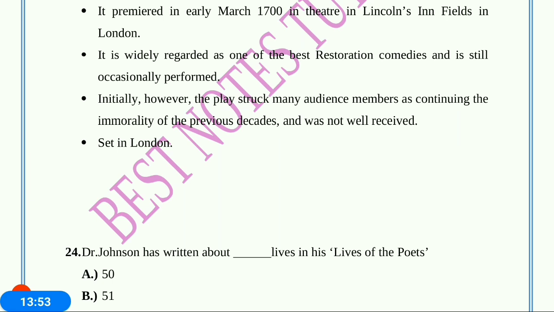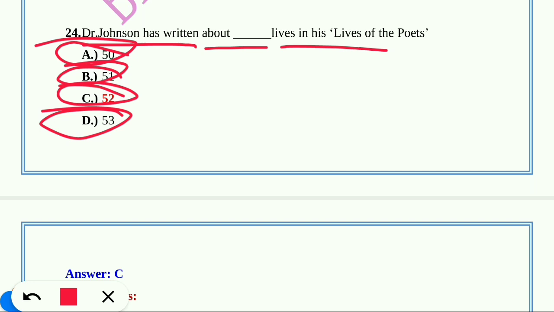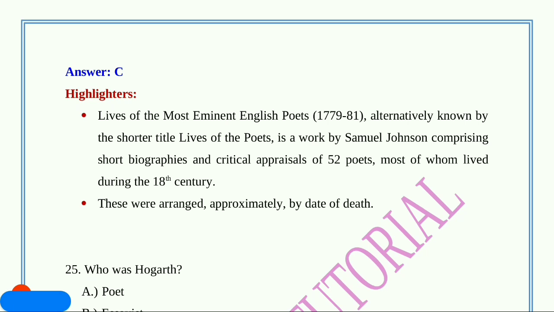Dr. Johnson has written about how many lives in his Lives of the Poets? Option A, 50. Option B, 51. Option C, 52. Option D, 53. Here the answer is 52. Lives of the Most Eminent English Poets, written between 1779 and 1781, alternatively known by the shorter title Lives of the Poets, is a work by Samuel Johnson comprising short biographies and critical appraisals of 52 poets, most of whom lived during the 18th century. They were arranged approximately by date of death.